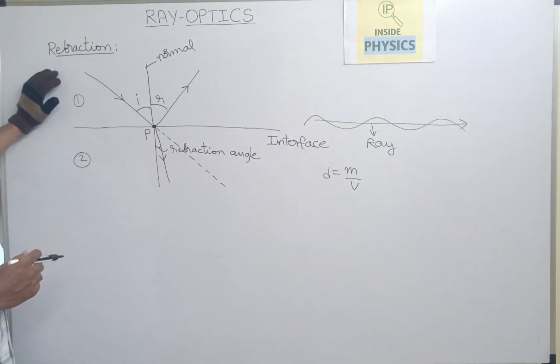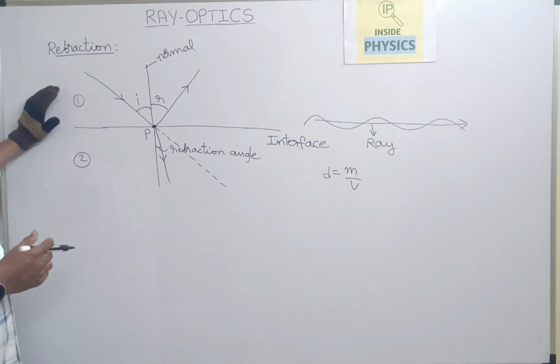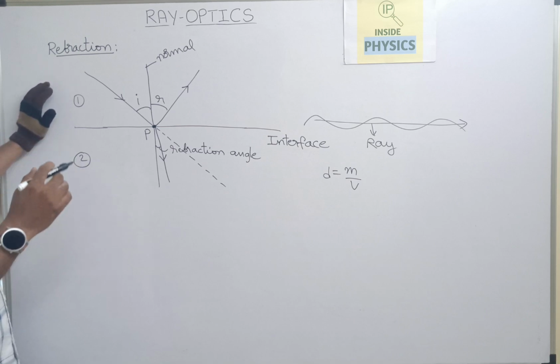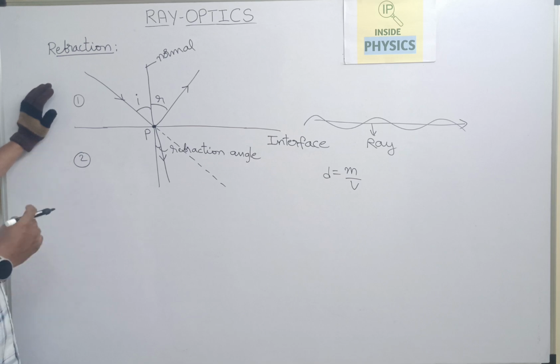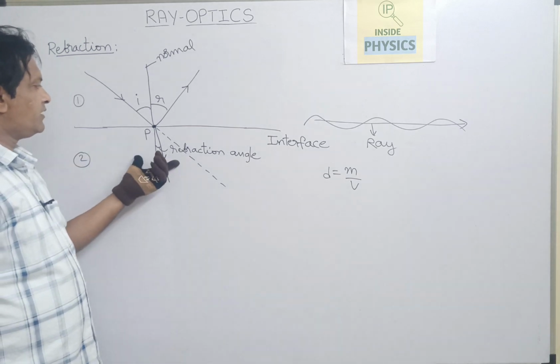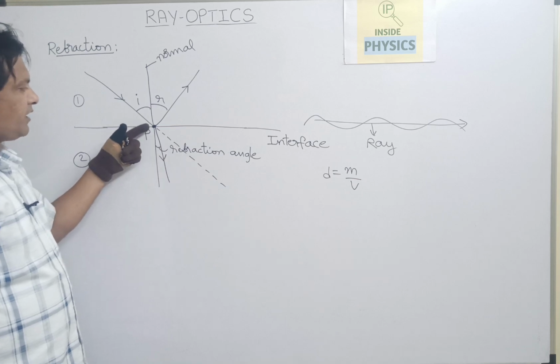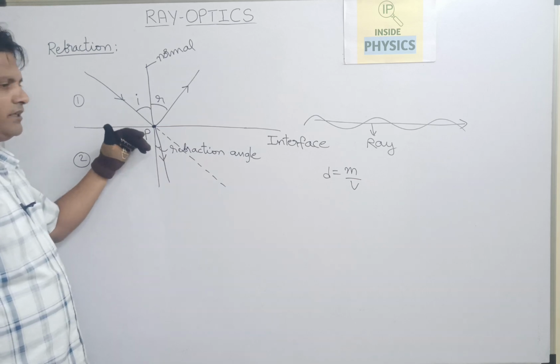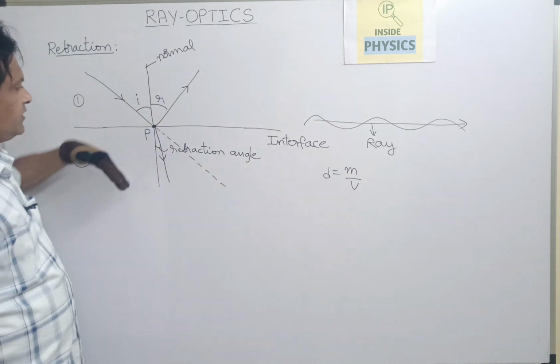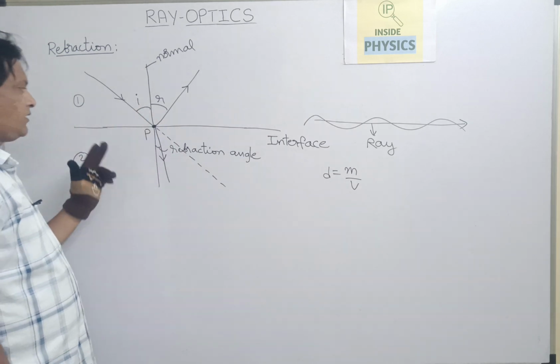Why? Because in the optically denser medium, the speed of light will be changing. That means the speed will decrease. So in this sense, we will consider it may travel a lesser distance by reducing its speed. So the direction is changed and it is bent towards the normal.